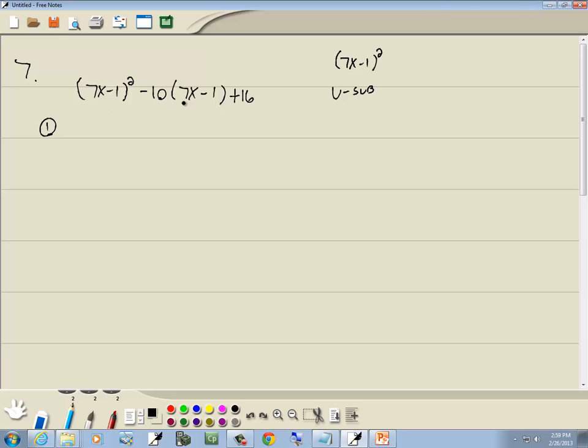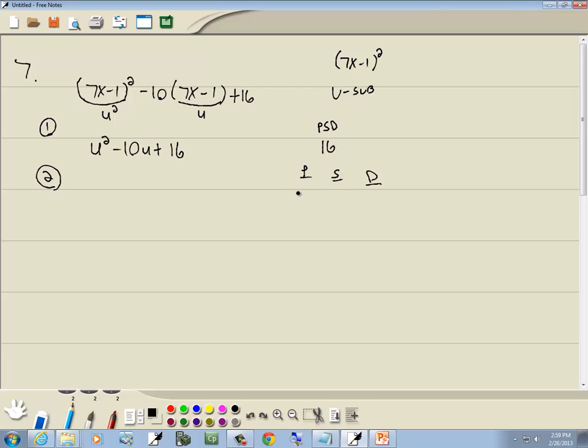Okay, first step. Let the variable part of the middle be u, and the variable part of the first be u squared. So this becomes u squared minus 10u plus 16. Step 2, factor like normal. Well, this is PSD. U squared, u, no u, and there's no number in front of the u squared. So we'll take our number at the end, 16, and come up with our 3 columns.